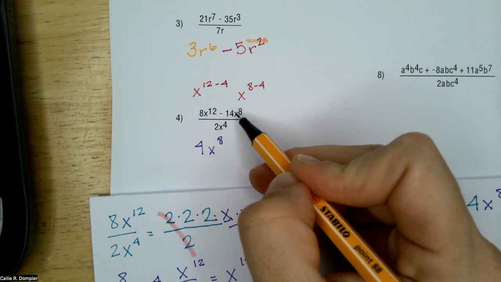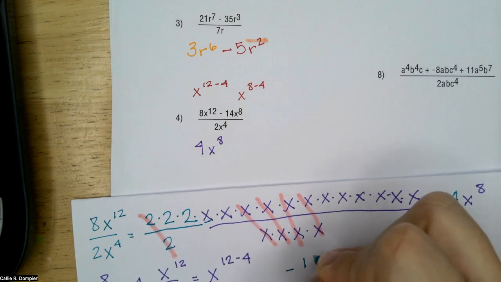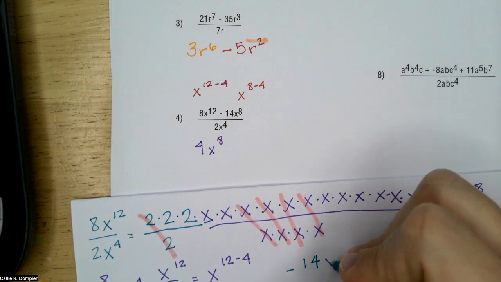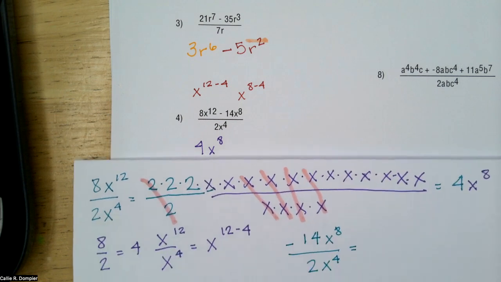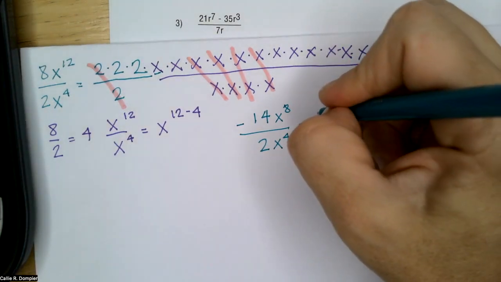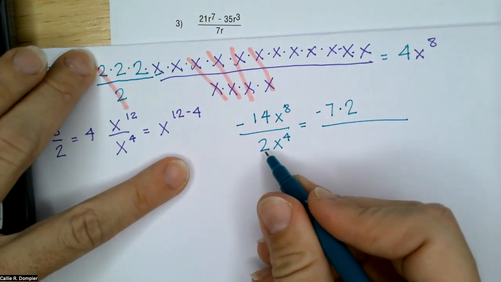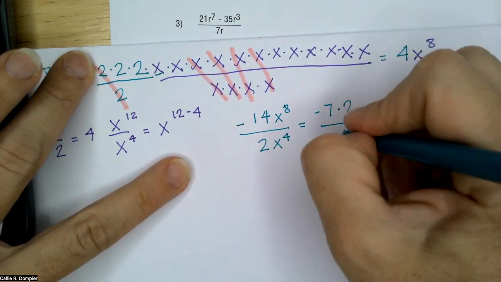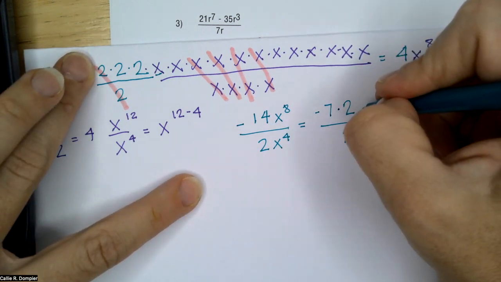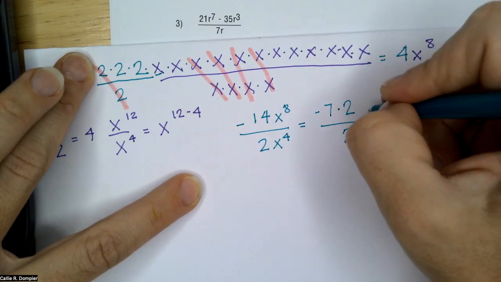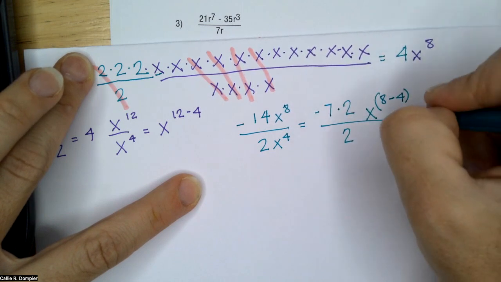And then we have a negative 14x to the 8th divided by 2x to the 4th. Negative 14 divided by 2 is just going to be negative 7 times 2. So I'm factoring the 14 by the number in the denominator if possible. So I have a 2 on the top and a 2 on the bottom, and I can cancel it. And then x to the 8th is going to be 8 x's, and then there's going to be 4 x's here. X to the power of 8 minus 4 is a faster way to do it.